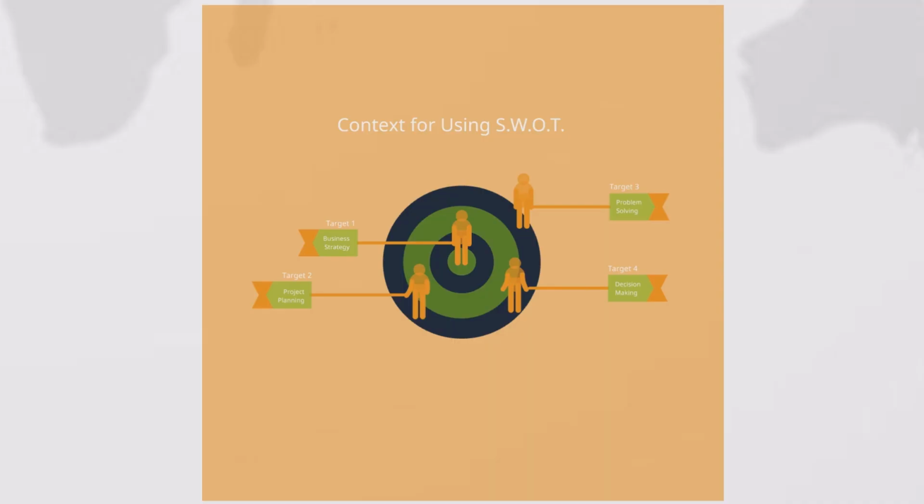SWOT analysis is a versatile tool that can be applied in a wide range of contexts, including business strategy, project planning, problem solving, and decision making. By providing a clear picture of an organization's strengths, weaknesses, opportunities, and threats, this analysis can help leaders make informed decisions about how to allocate their resources and achieve their goals.